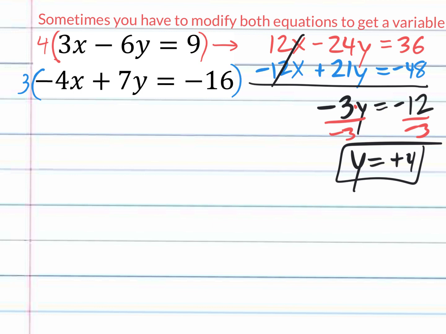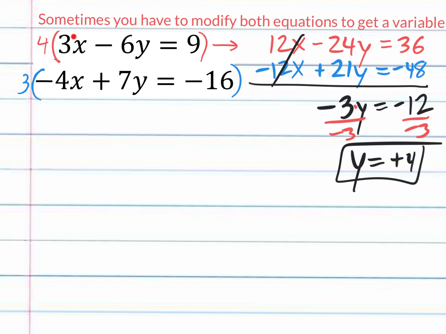We need another answer. We're going to either plug it into the top or to the bottom. What do you guys say, top or bottom? Top. And it doesn't even matter. I'm going to go with top just because the numbers look a little bit nicer. 3 is less than 4, 6 is better than 7, 9 is better than 16. I'm going to go with the top one.